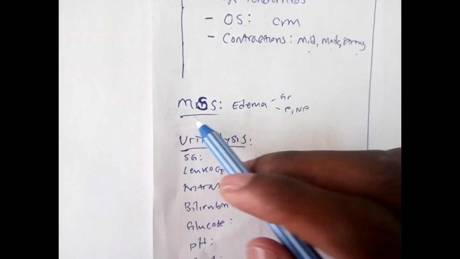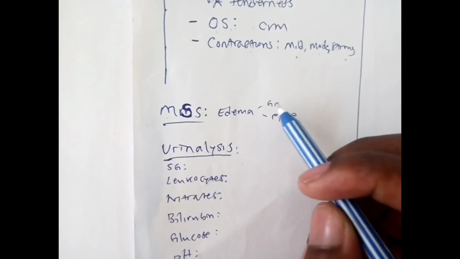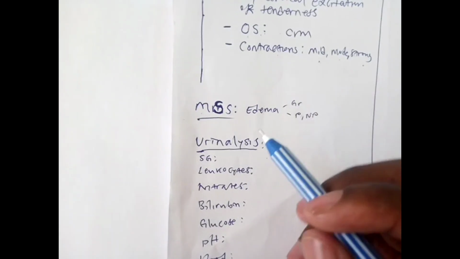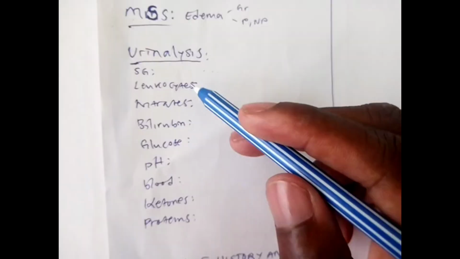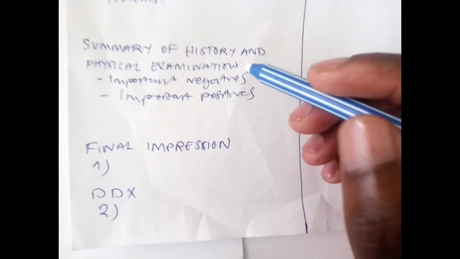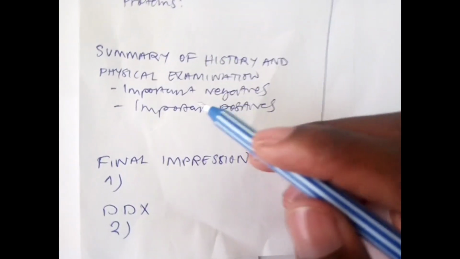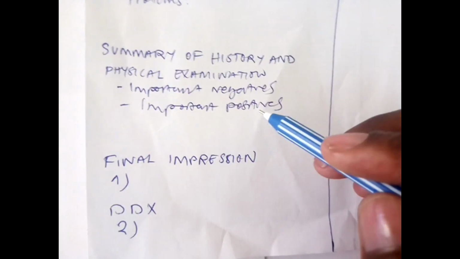Then MSS: of course, you have to note any edema or retinopathy. You also have to grade, and you go to the urinalysis. You have to do urinalysis, or if it was already done, just write the results. So these are the things you have to take note of. Then you can write a summary of the history and physical examination, important negatives and important positives.